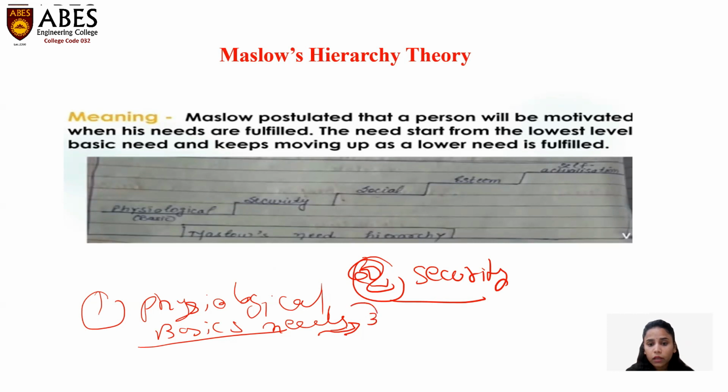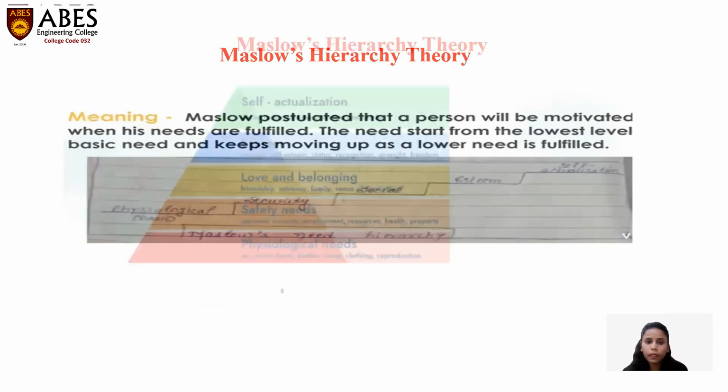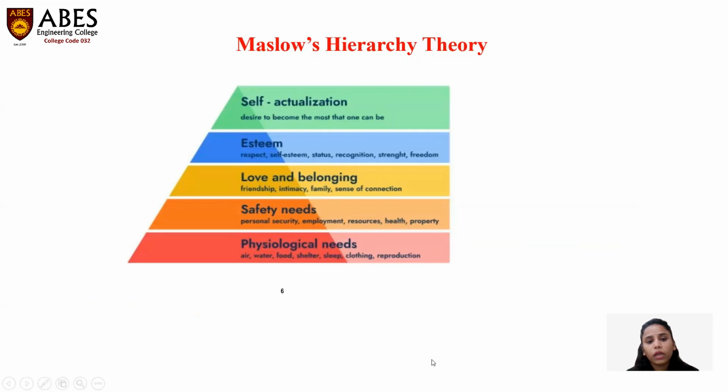After security, the third portion is your social needs, then the fourth is your esteem, and the fifth is your self-actualization. Maslow's theory is divided into 5 basic needs. The first is physiological needs, which include air, water, food, shelter, sleep, clothing, and reproduction.